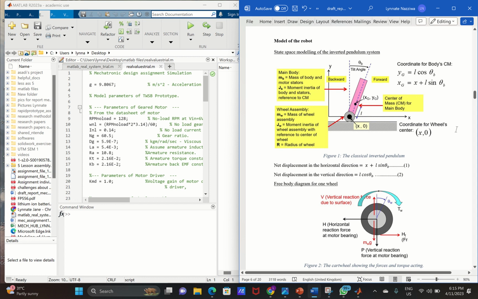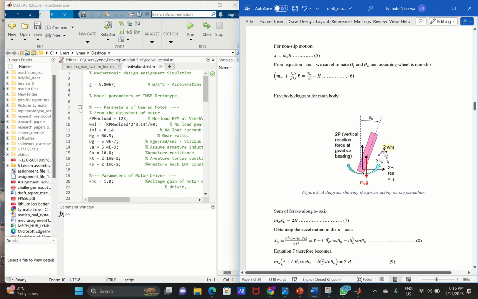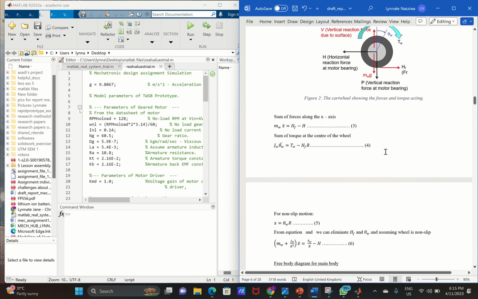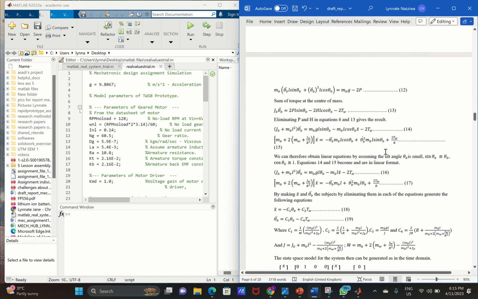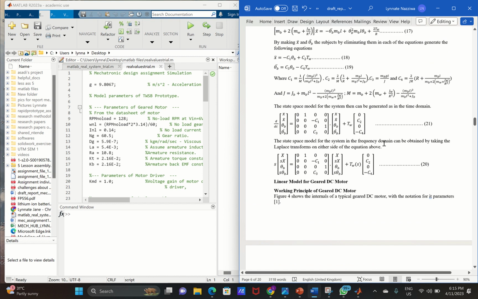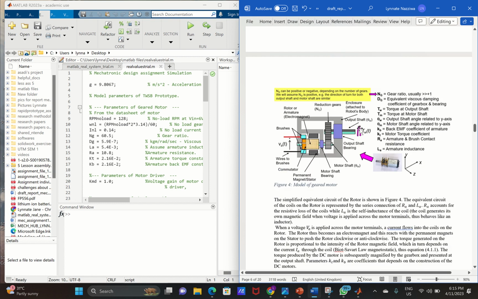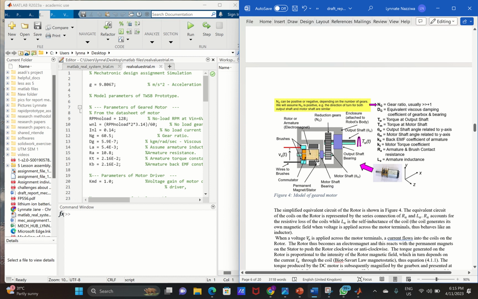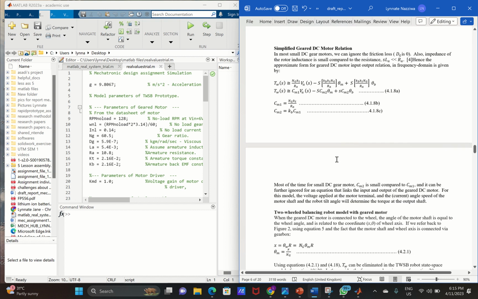So to start off with our modeling, considering the system on this slide here, we have our system broken down into two parts. The first one is the wheel and the second one is the main body of the system. So we are able to resolve our forces and angles in accordance to what we want to achieve, and we come up with differential equations, and later on we come up with state space equations, which are these two equations here. We are also able to model our geared motor, and come up with equations as well.